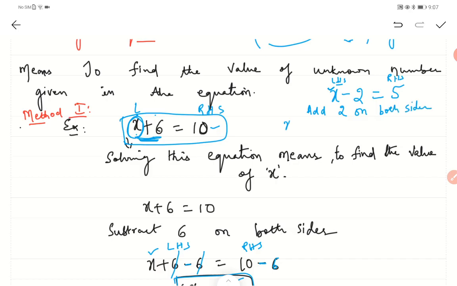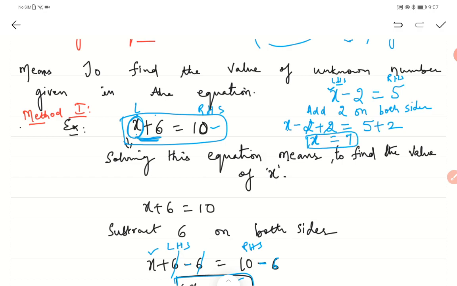So what will be my equation? X minus 2 plus 2 is equal to 5 plus 2. So this will get cancelled. You remain with x here on the left hand side, and 5 plus 2 is what? 7. Okay, so now we got the value of x as 7.